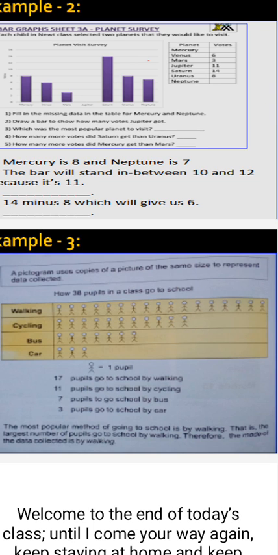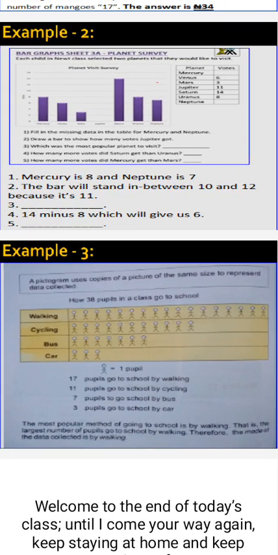17 pupils go to school by walking, 11 pupils go to school by cycling, 7 pupils go to school by bus, then 3 pupils go to school by car. If you check that table, you see that the numbers are correct. Okay, so going by the data given above, the interpretation, the most popular method of going to school is by walking. That is, the largest number of pupils go to school by walking. Therefore, the mode of the data collected is by walking.